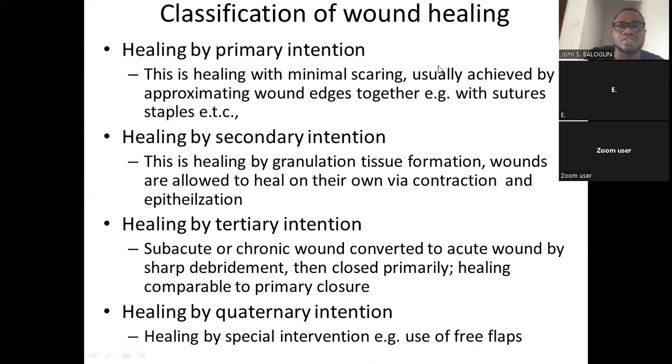Now for primary intention, what does it simply mean? This is healing with minimal scarring. The body achieves this healing process by forming little to minimal scar. And this commonly occurs once a wound edge is approximated. That means there's a wound, and you suture the wound. Once you suture the wound and bring the edges together, you've created a process.